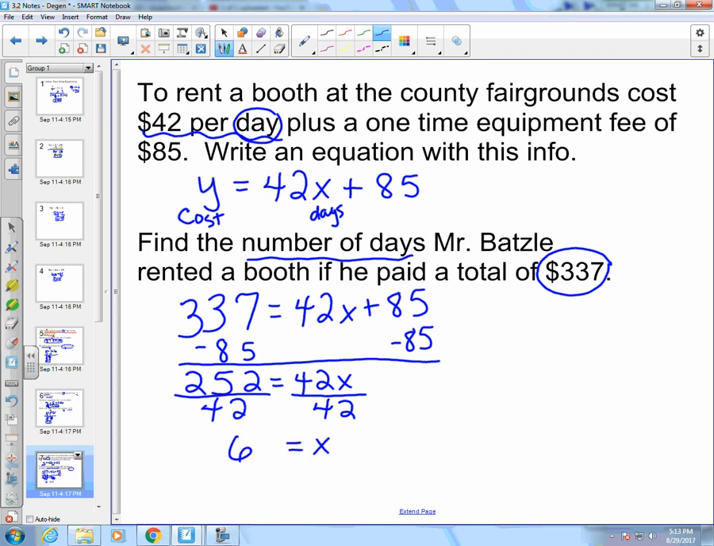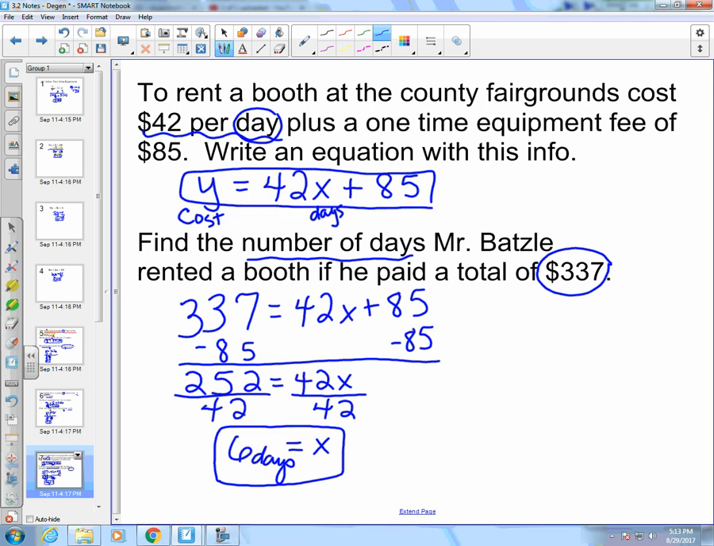We need one more thing. We need a label on this. 6 days is how long he rented the booth. Two things here that we need. We need the equation, and we need the answer for the story problem.